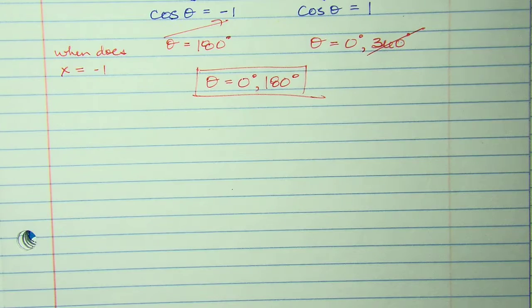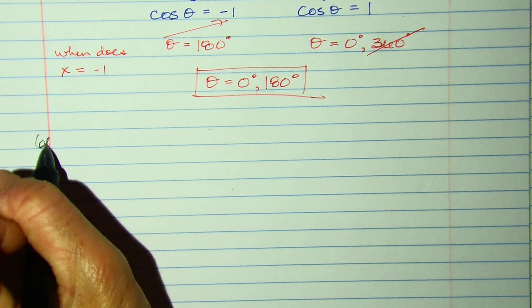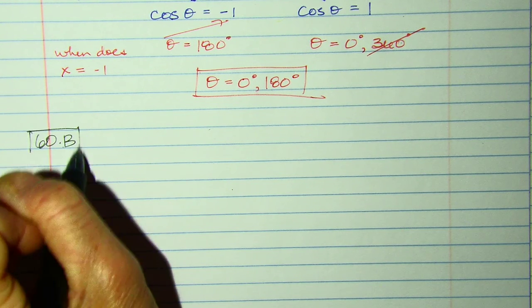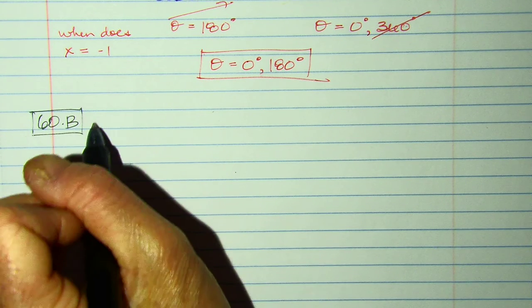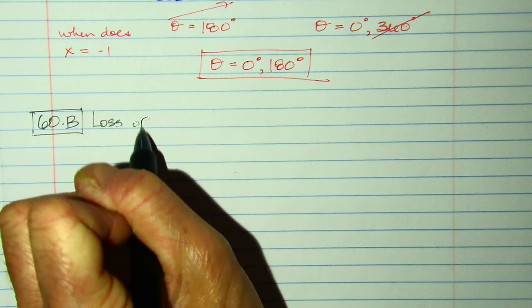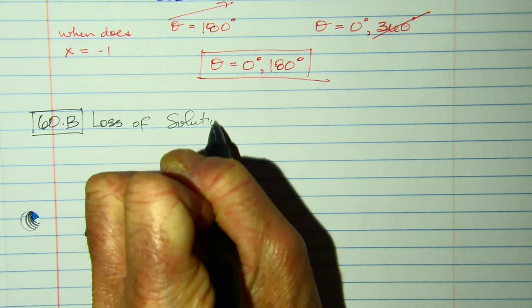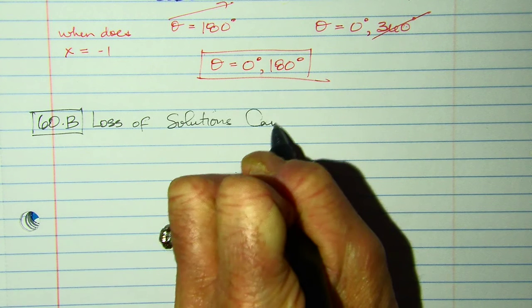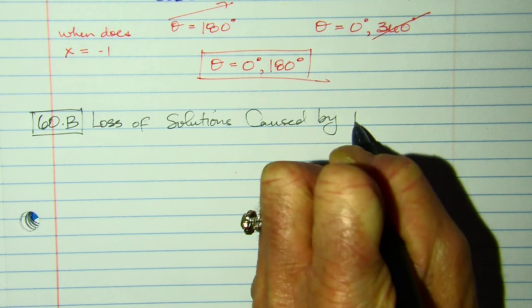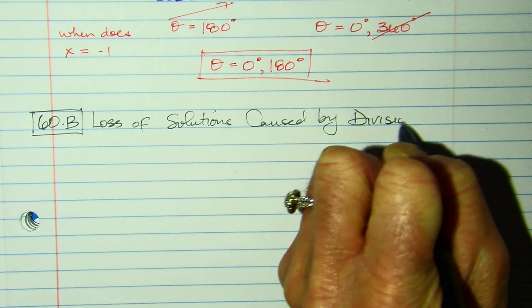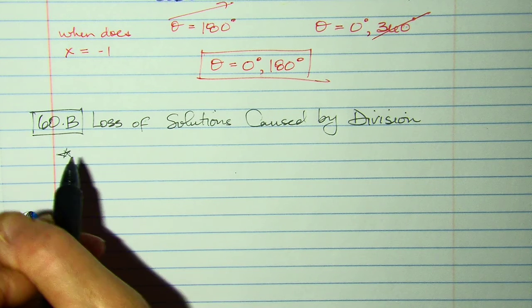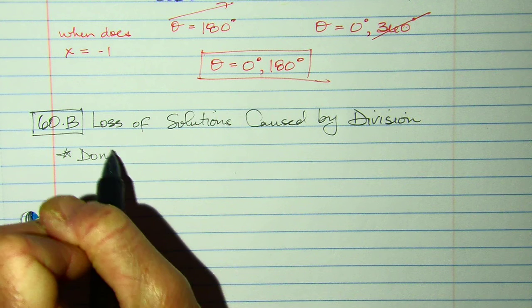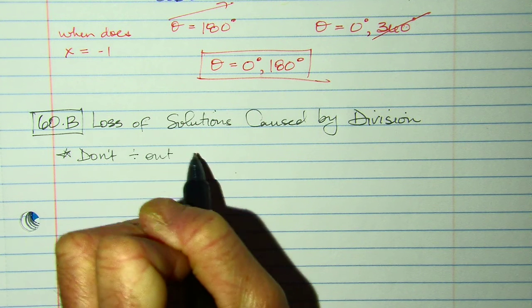All right, moving on to 60.B. 60.A was on factorable trig equations. 60.B covers that there is a loss of solutions caused by dividing factors, if we divide instead of factoring. So this section just goes over, don't divide out common factors.